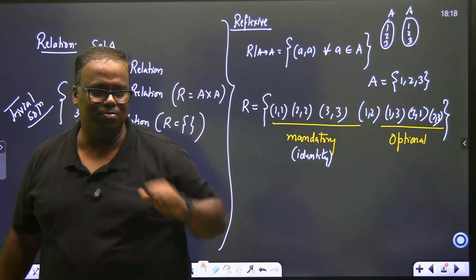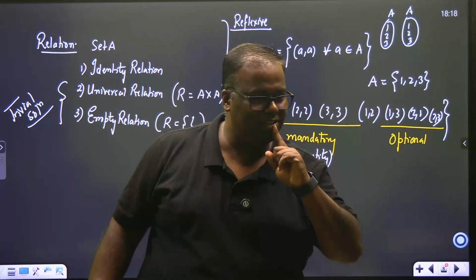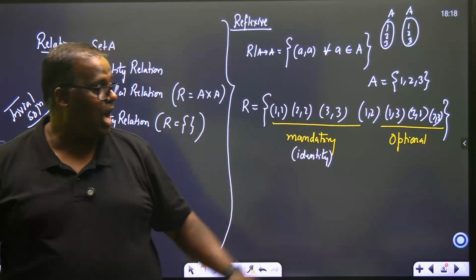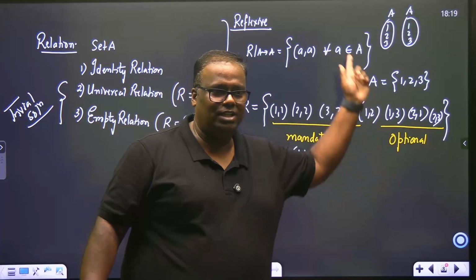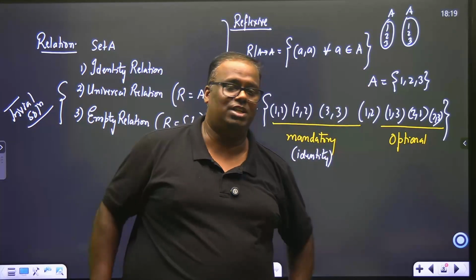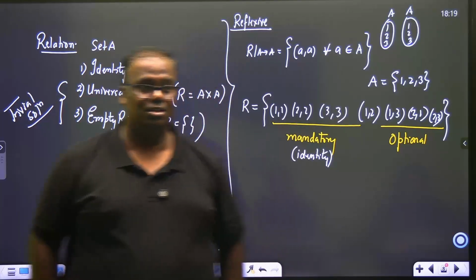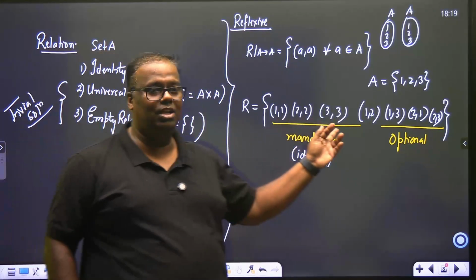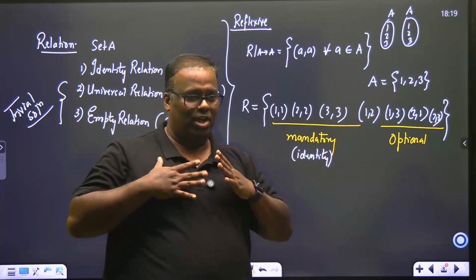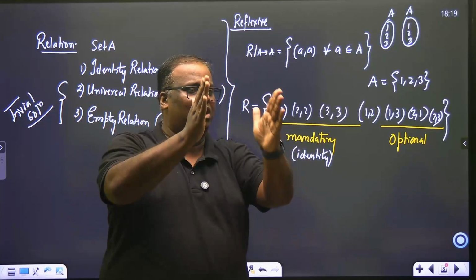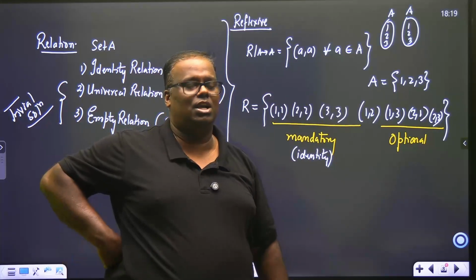So the point now comes. Is the identity relation reflexive? Yes. Are all reflexive relations identity? No. Next question: is the universal relation reflexive? Yes. The universal relation will contain these three. Look, to be reflexive you just check whether the identity part has come or not.